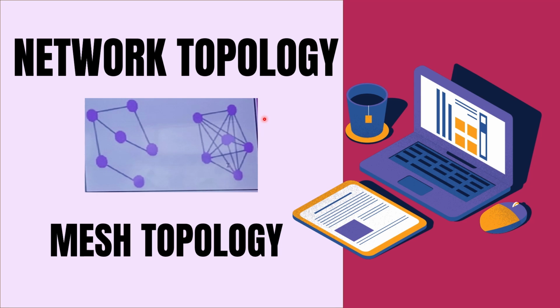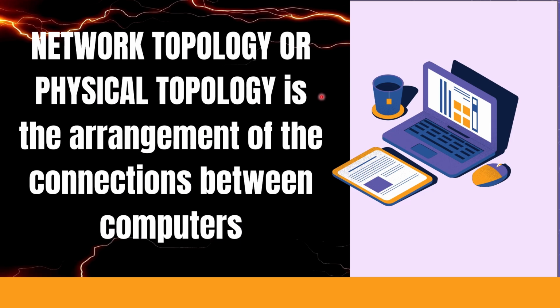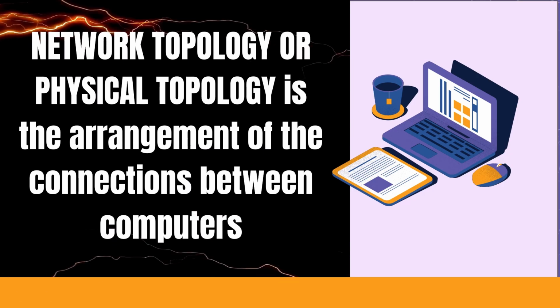Today we will talk about something very important in computer networking, which is network topology. It is also called physical topology. This refers to how computers and other devices are connected and arranged in a network. So network topology, or physical topology, is the arrangement of the connections between computers.